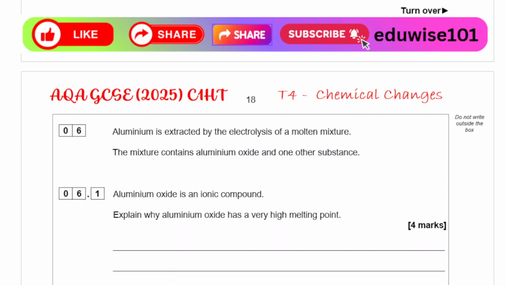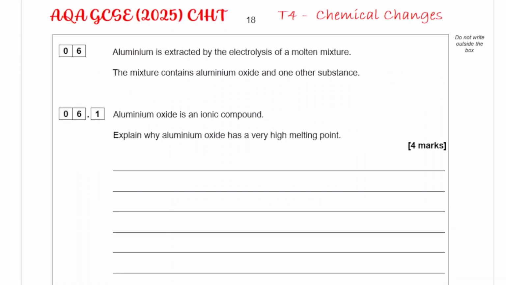In this video, I'm going to go through the AQA Chemistry Paper 1 Higher Tier from 2025. Question number 6 is on the topic of chemical changes. Aluminium is extracted by the electrolysis of a molten mixture. The mixture contains aluminium oxide and one other substance. Aluminium oxide is an ionic compound. Explain why aluminium oxide has a very high melting point.